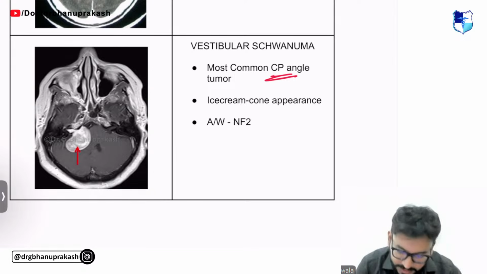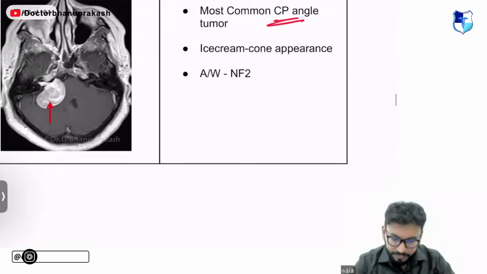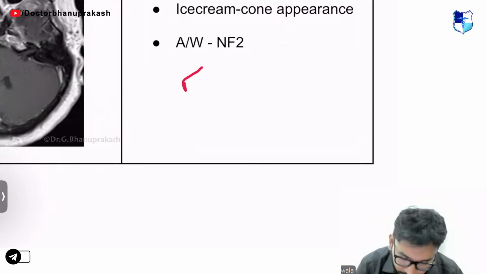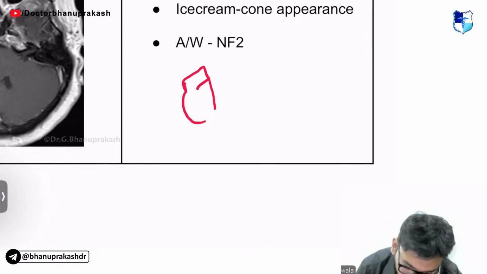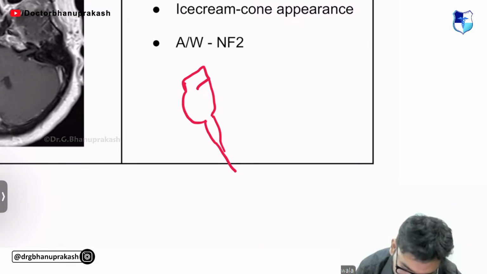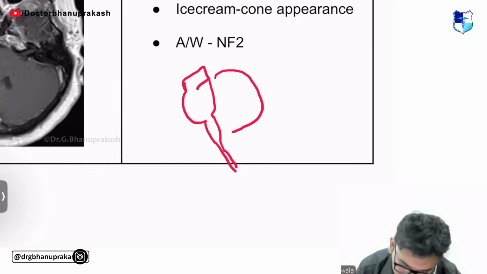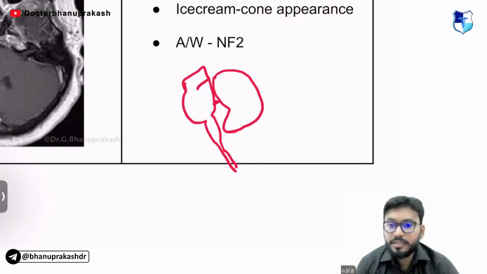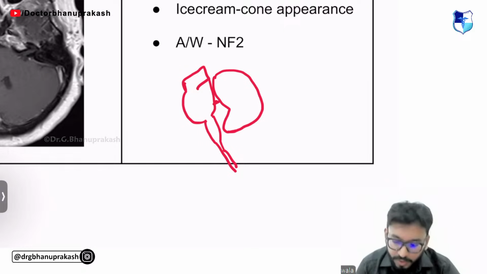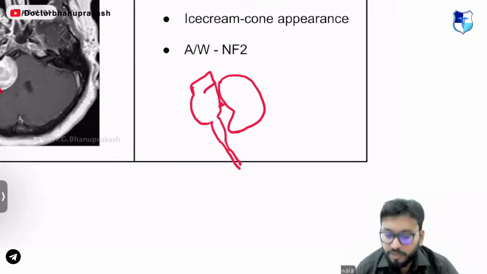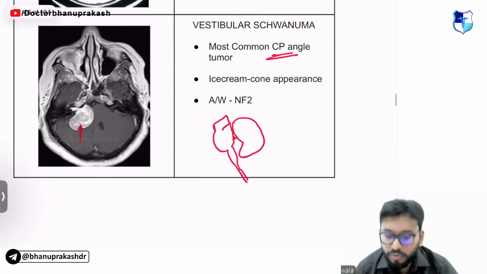We all know the brainstem. What do we have? We have the midbrain, the pons, and then the medulla, and we continue into the spinal cord. Here is your cerebellum. So this is the angle. This is the site, the cerebellopontine junction or cerebellopontine angle. The most common tumor here is vestibular schwannoma, also known as acoustic schwannoma.